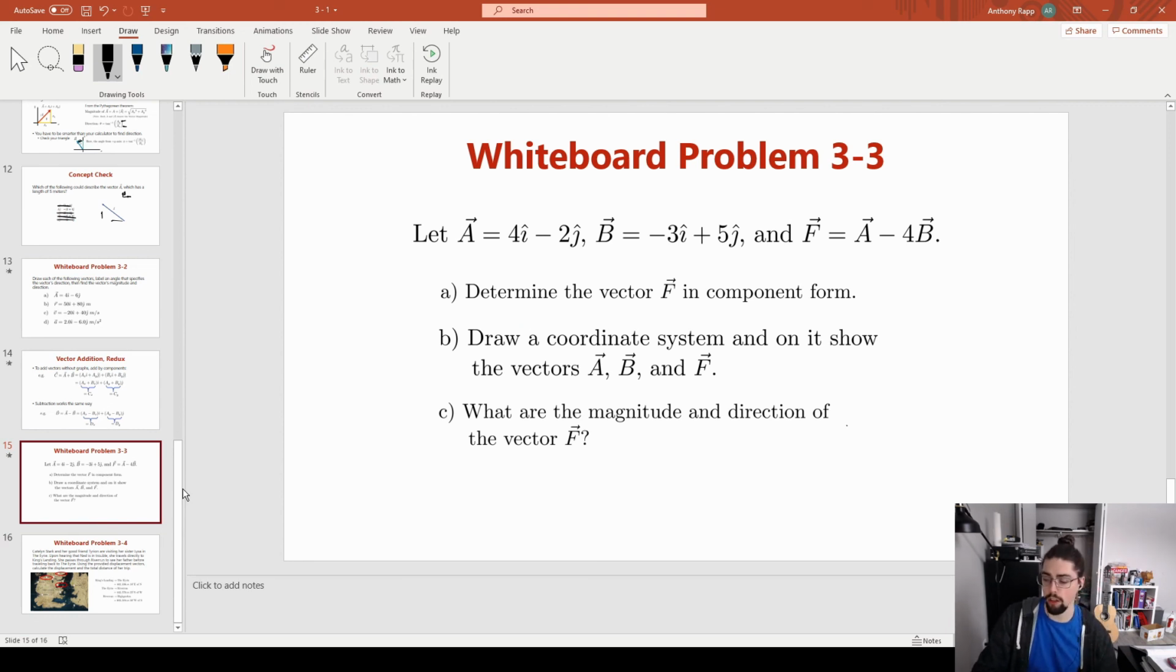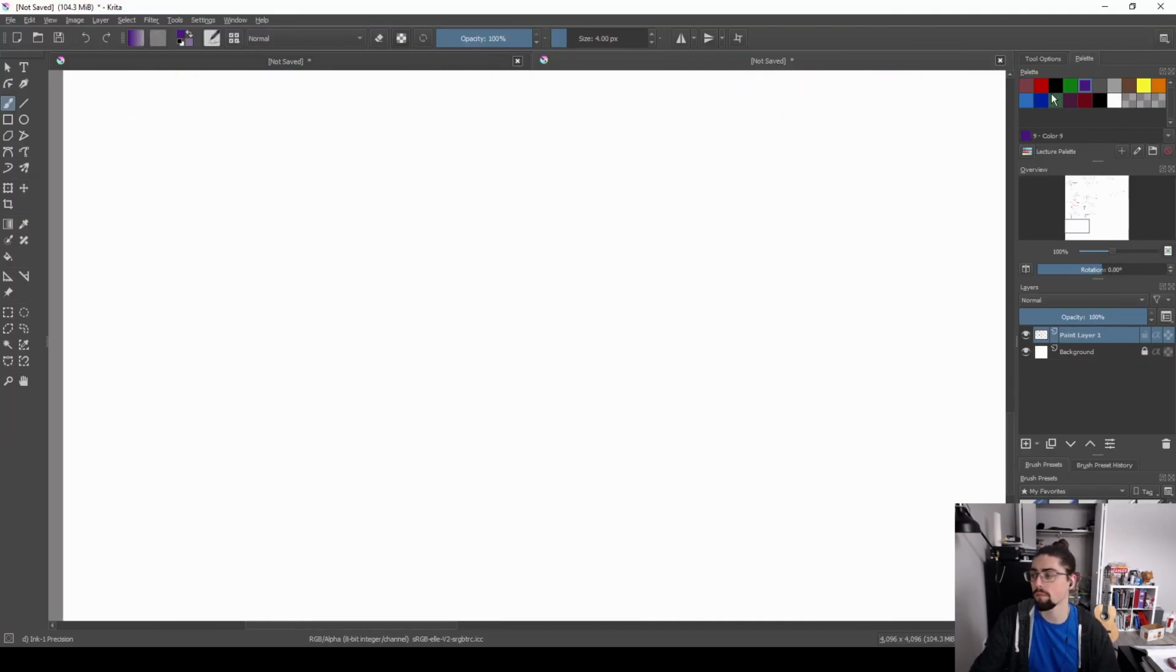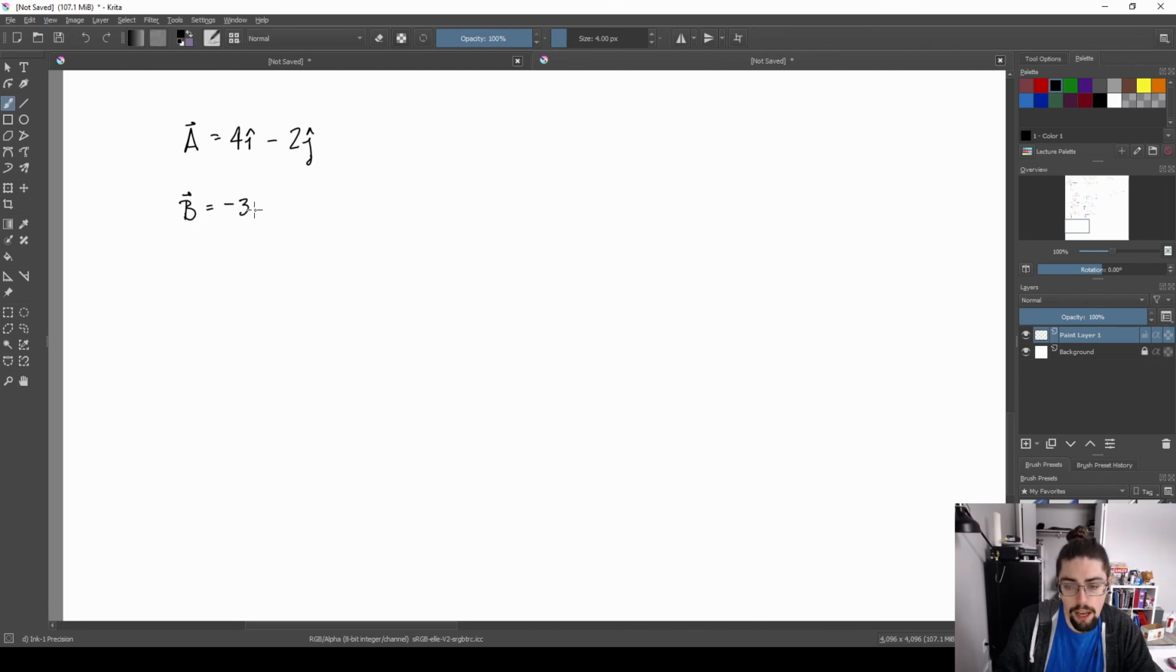So what we're going to do here is start by solving this in component form. We are given the vectors A is 4i hat minus 2j hat. We are given B as negative 3i hat plus 5j hat. We are told we are going to make F as A minus 4 times B.